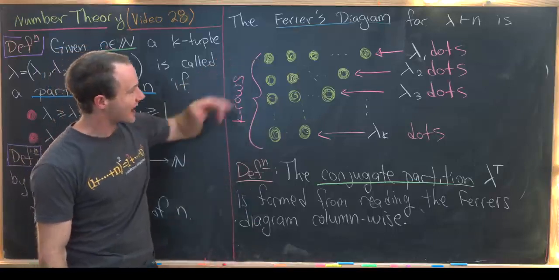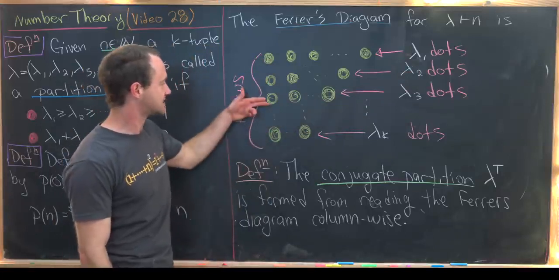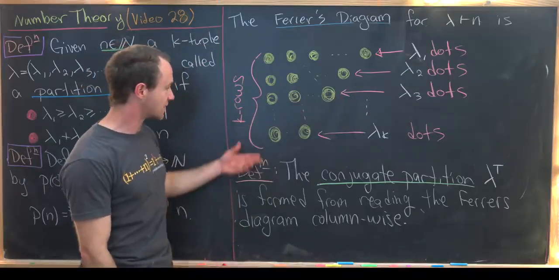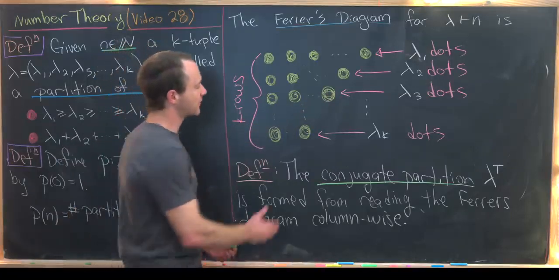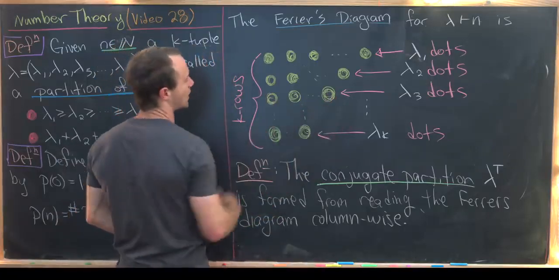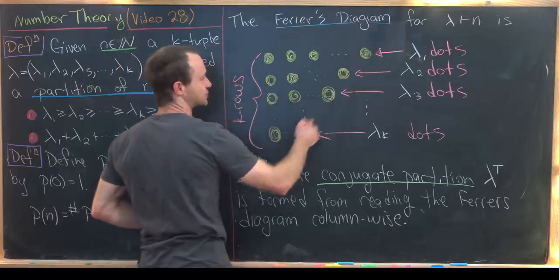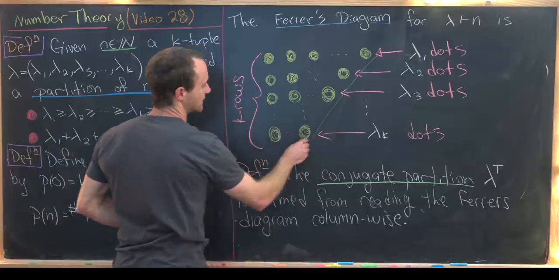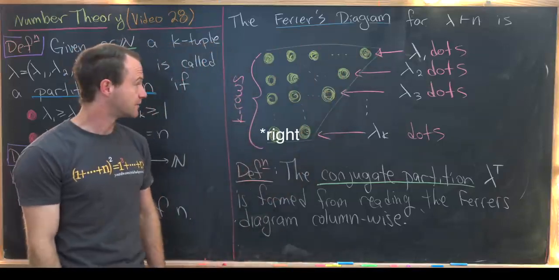So the first row has lambda 1 dots. The second row has lambda 2 dots. The third row has lambda 3 dots, all the way down to the kth row, which has lambda k dots. Furthermore, we push all of the rows all the way to the left. So generally there's this kind of shape right here in the diagram. There's this overhang at the left-hand side.